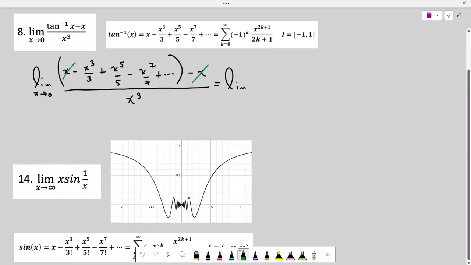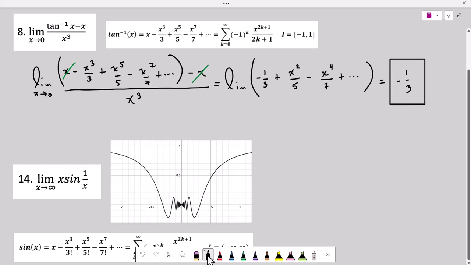Now we can actually divide that x cubed in the bottom into the top and be left with a constant in the first position. So this will be negative 1/3 in the first position. It's going to go in there, wiping out 3, leaving 2. So we're going to have x squared divided by 5. And then here it's going to leave 4 in the numerator. So x to the 4th over 7 plus etc. And we're taking a limit as x goes to 0. So the whole tail cancels and the only non-zero term is that first term. So there's our limit.